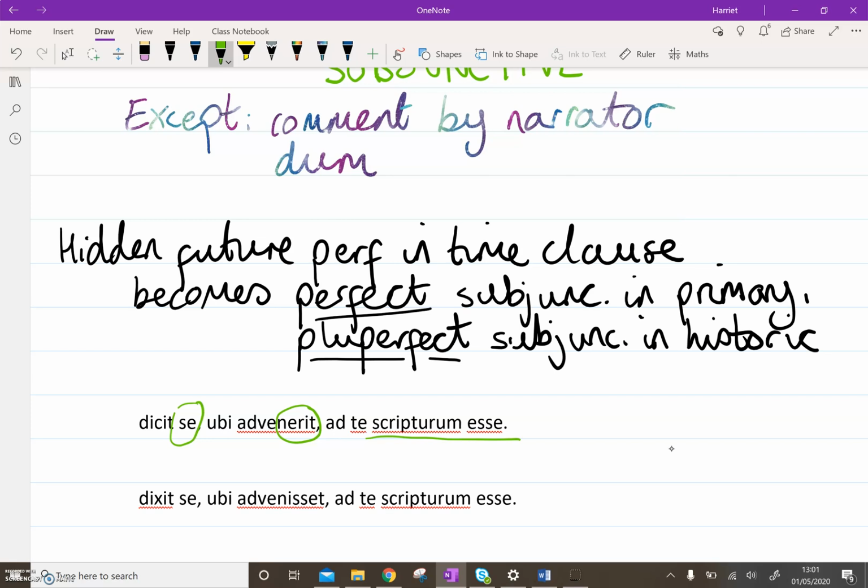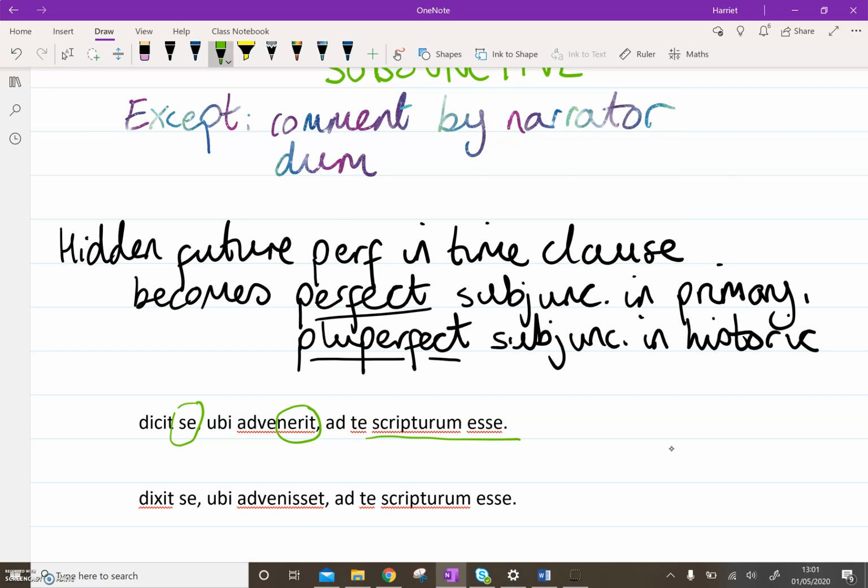So if you were saying, when he will have arrived, he will write a letter. Obviously, you wouldn't say it like that in English, but you'd say it like that in Latin. The main point is that he's doing the arriving before he's writing the letter. Okay, and that's what the future perfect does. So we've got to keep that element in this sentence.